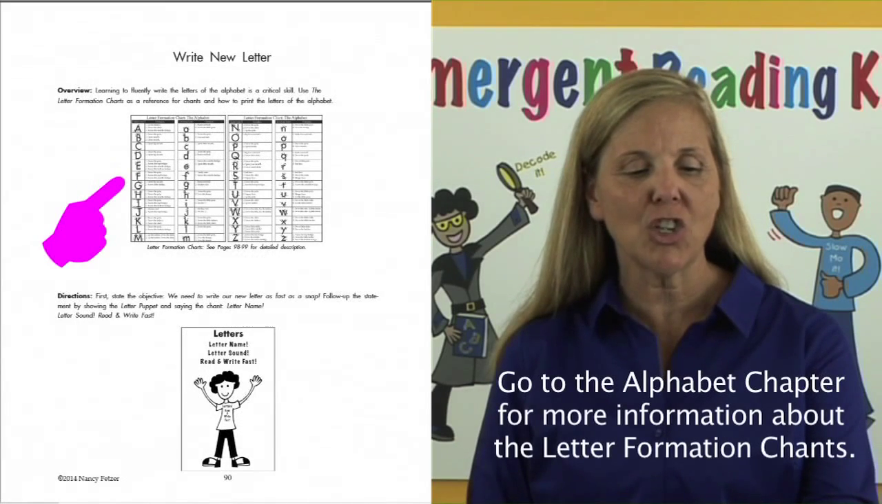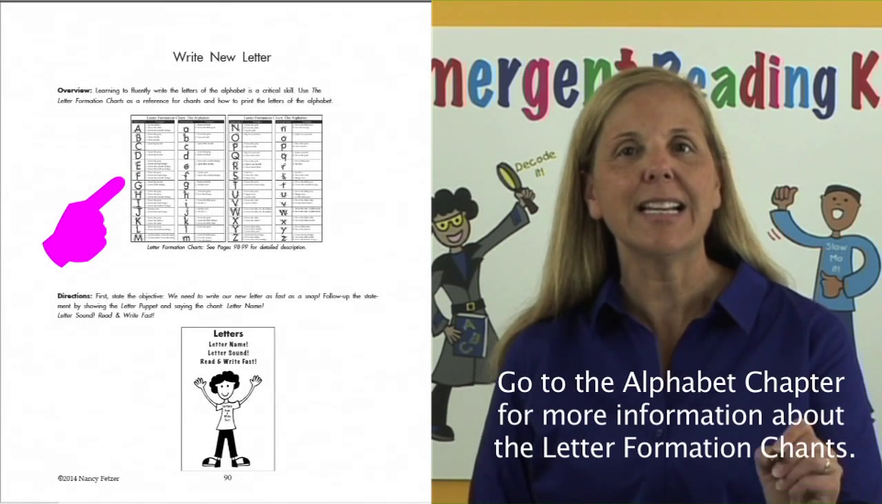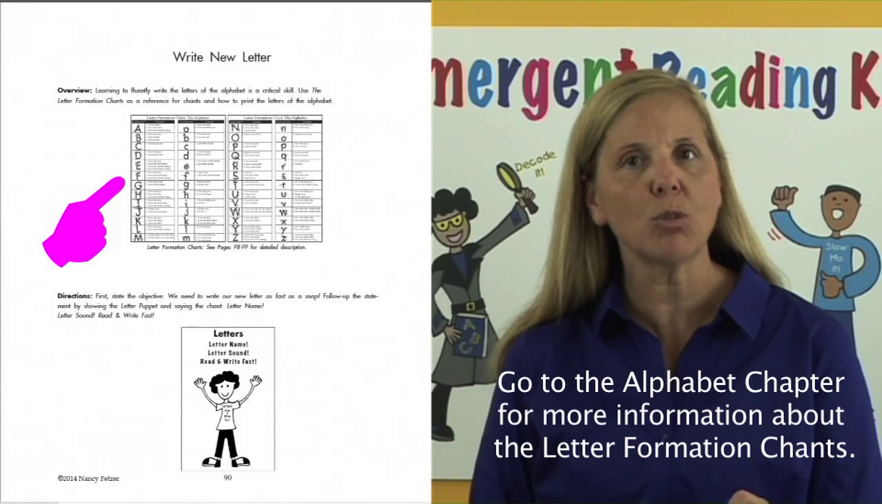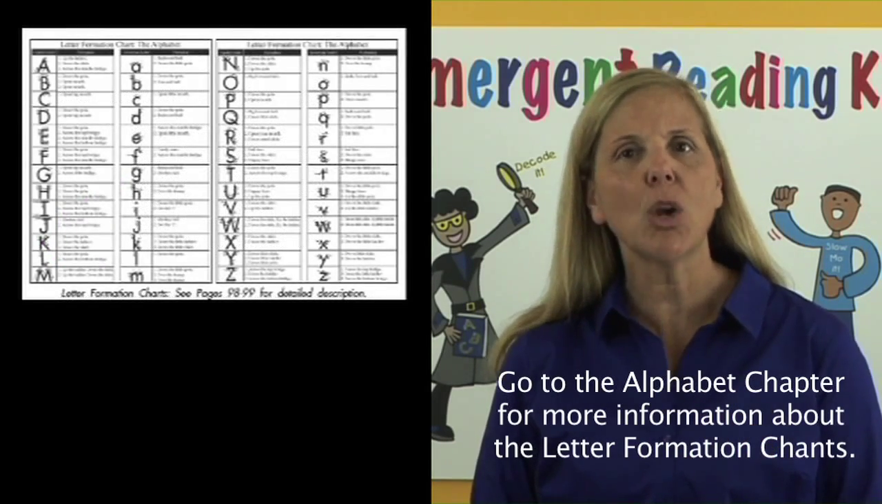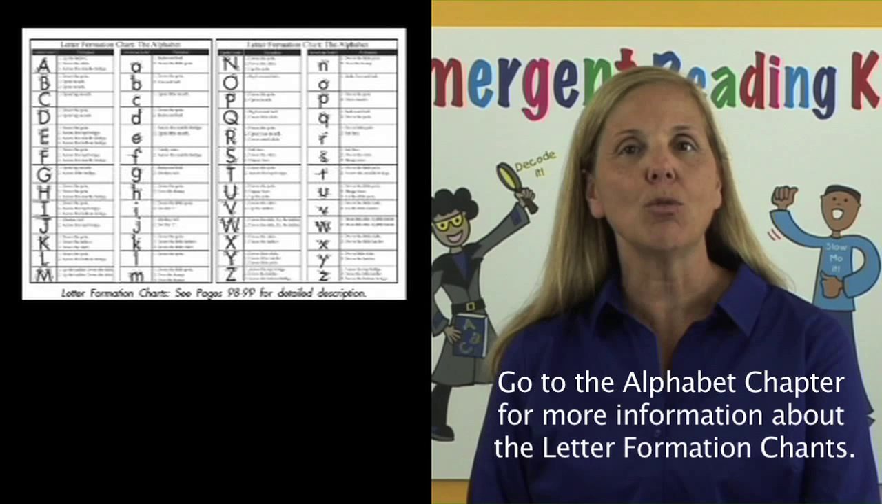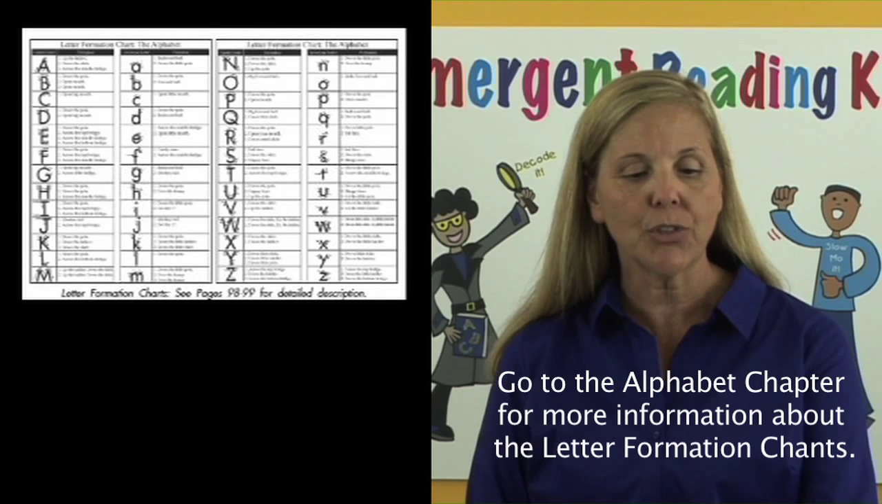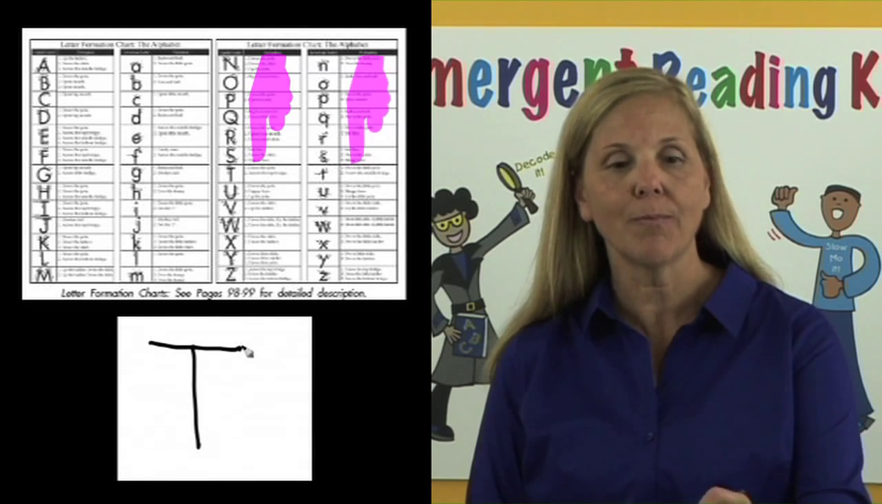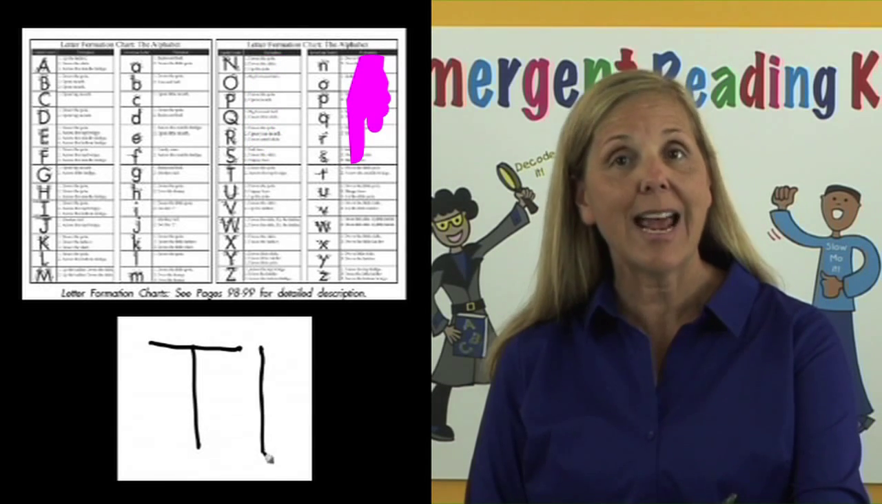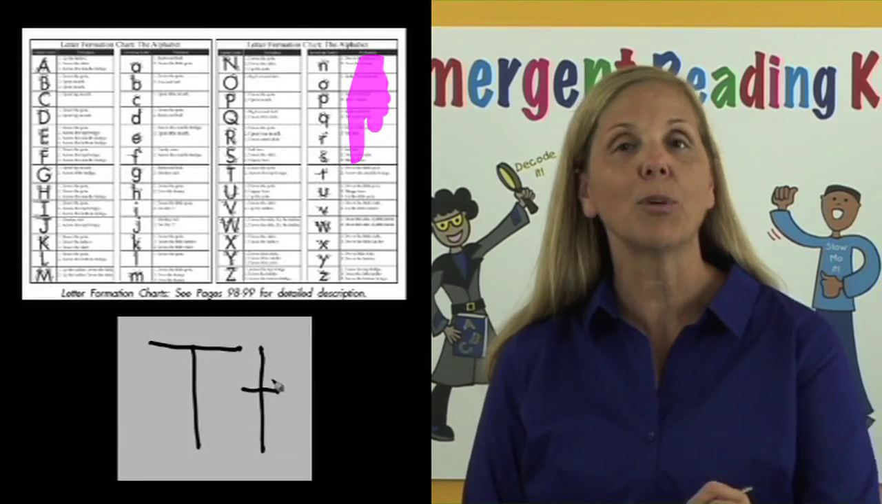The letter formation chants provide you with the exact chant that we walk students through in order to form the letter. In this case, we've been showing the letter T. When students are writing the letter T, you'll say this chant. Down the pole, cross the bridge. Lowercase t, down the pole, cross the bridge.